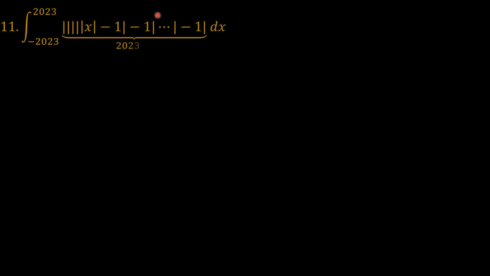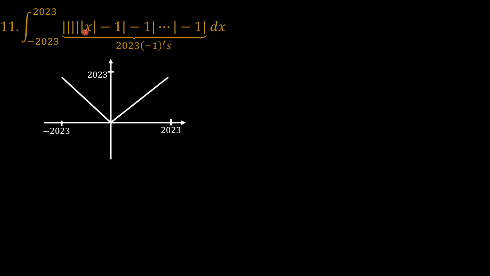So this problem is very interesting. Problem 11, which is the integral of the absolute value of x minus 1, absolute value, minus 1, absolute, and so on, until we have 2023 minus 1s, from negative 2023 to positive 2023. So let's begin by plotting the absolute value of x. As you can see, in the negative direction, y equals the absolute value of x is positive.